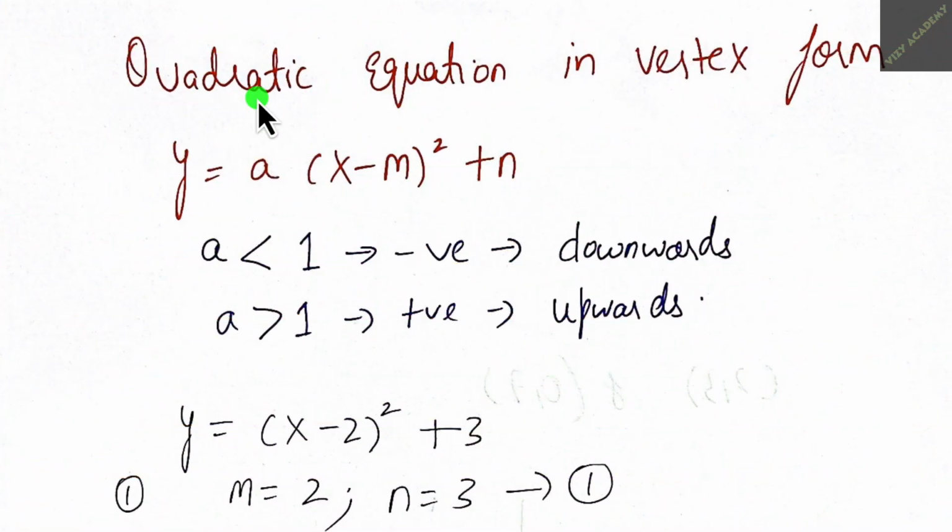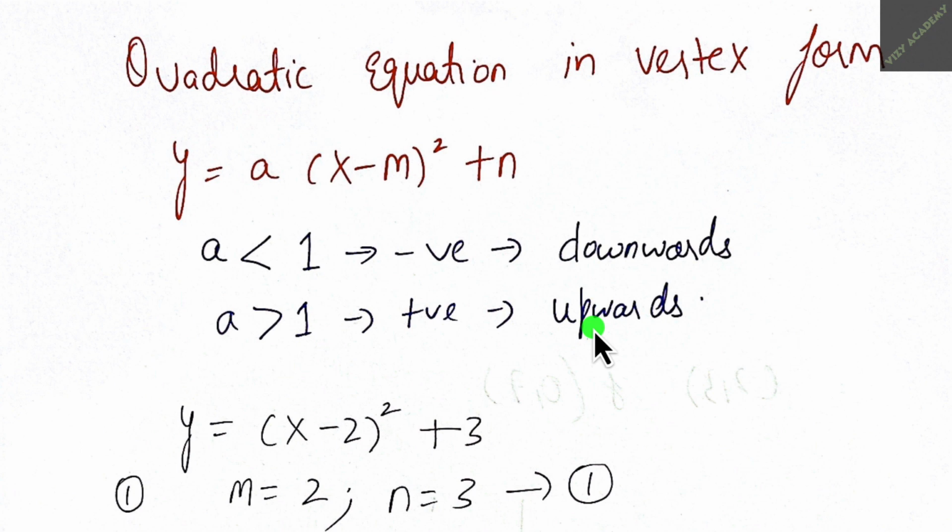So let us plot a quadratic equation in vertex form. The equation is given as y = a(x - m)^2 + n. m and n is the vertex of the graph. a basically defines if the graph is opening upwards or downwards and how much it's vertically compressed or expanded. If a is less than 0, that means if a is negative, the graph is opening downwards. If a is greater than 0, it's positive, the graph is opening upwards.